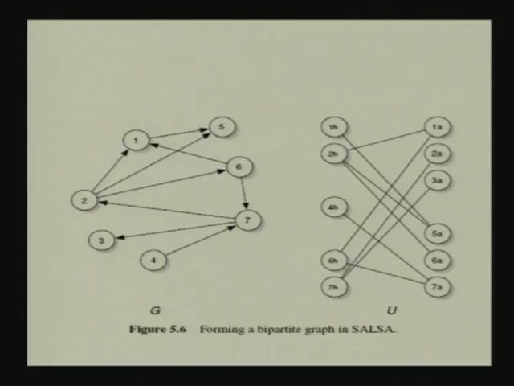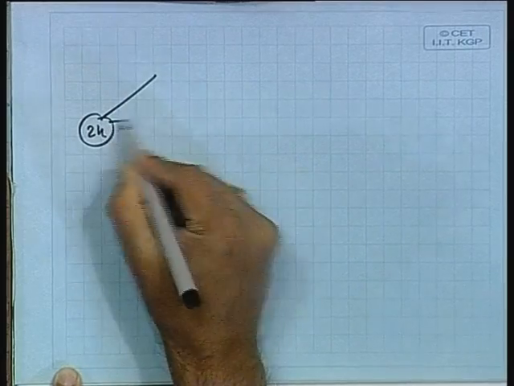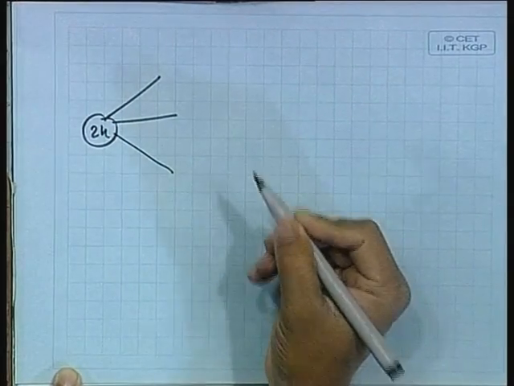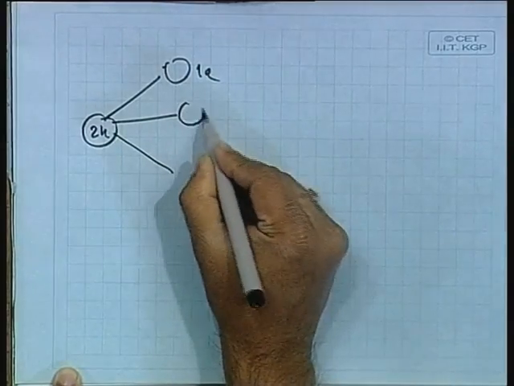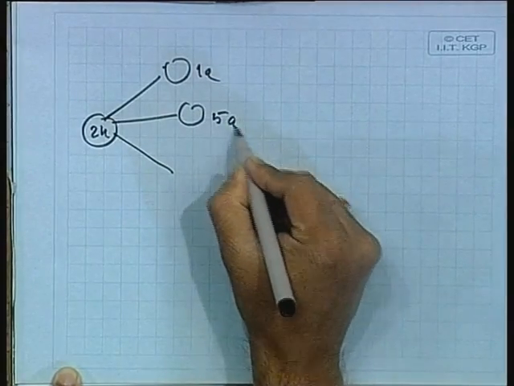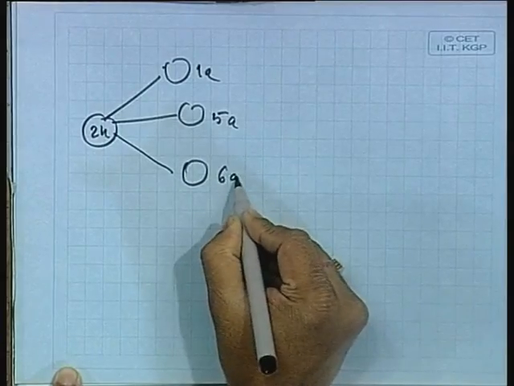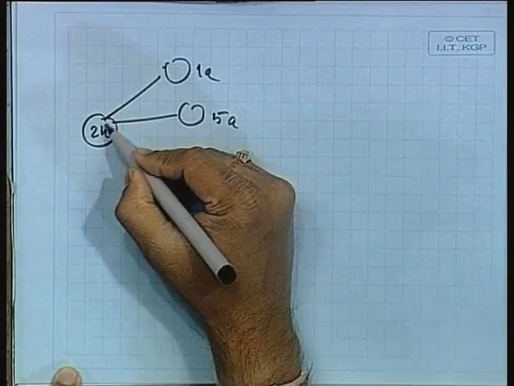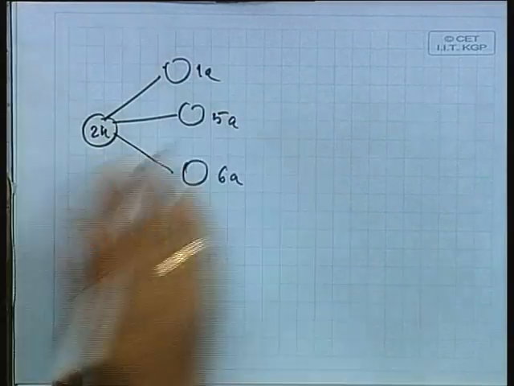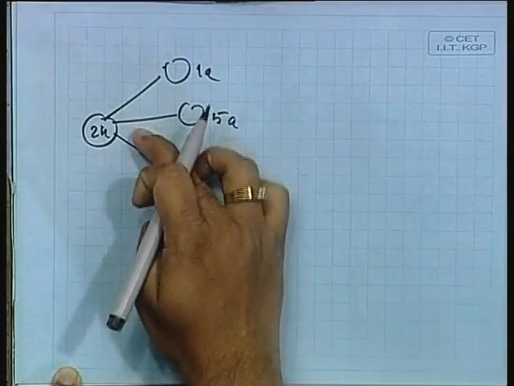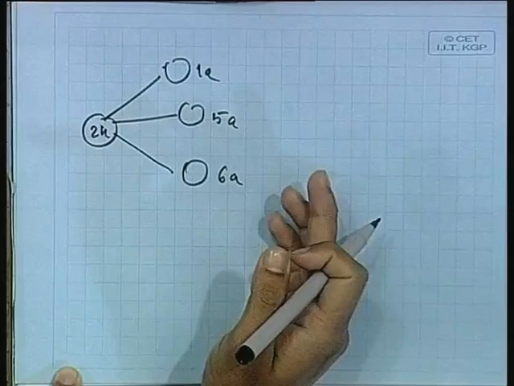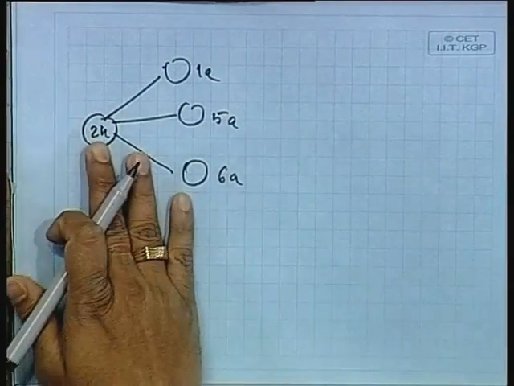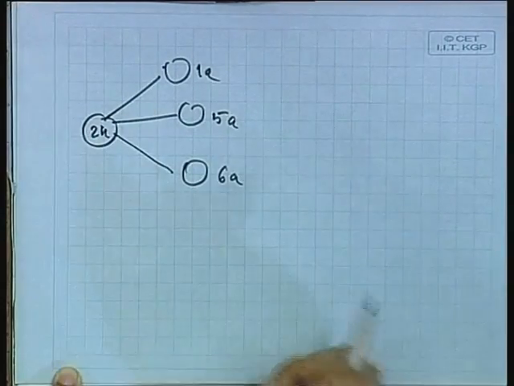Say consider 2H. There are 3 things going out of it, right. One goes to 1A, one goes to 5A, one goes to 6A. So, if you want to traverse from 2H to any of these nodes, what is the probability on each of these edges? 1 by 3. If it is a Markov process, all of them have to add to 1, so it is 1 by 3.